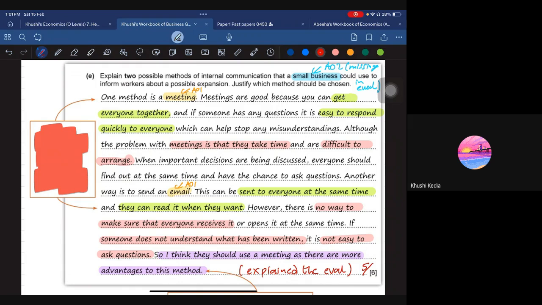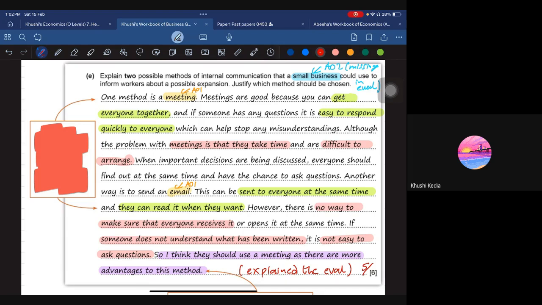Now there are a few things that I want to talk about here. The first thing, that is the first method, was meeting, right? Yes, sir. He said that the meetings are good because you can get everyone together, and if someone has any question, it is easier to respond quickly to everyone, which can help stop any misunderstanding, right? Yes, sir.